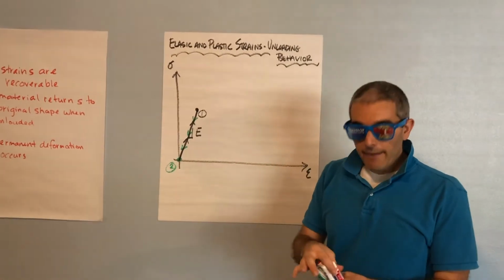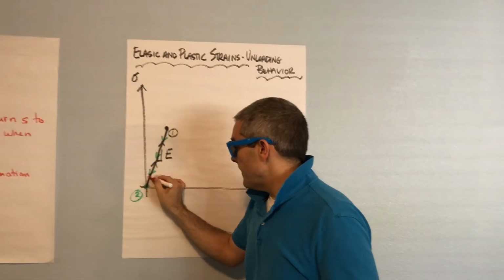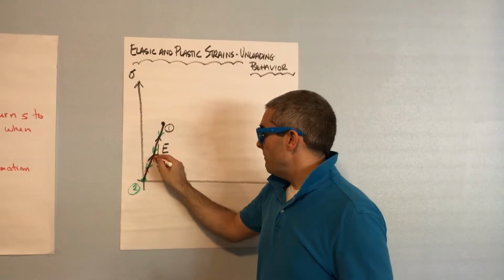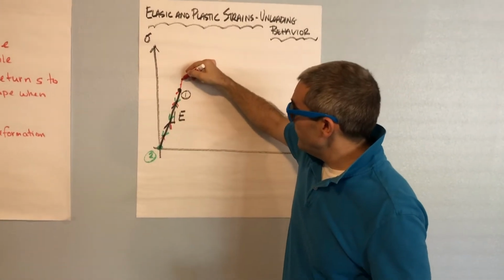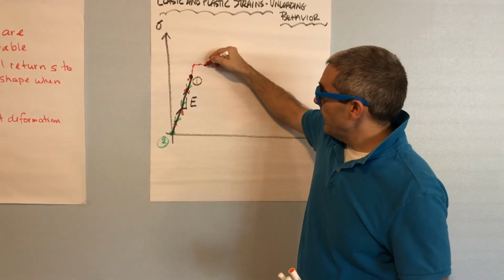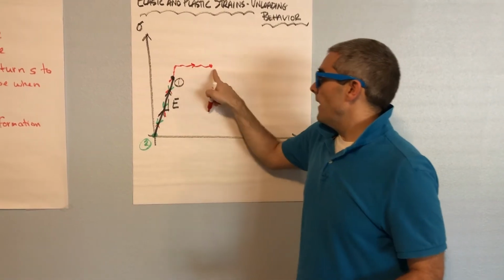Alright, now let's say I reload it. So I start to load it up again. It's going to follow the same path back up, and it'll keep going up. Eventually I'll hit yielding, and it'll go out to some point here.